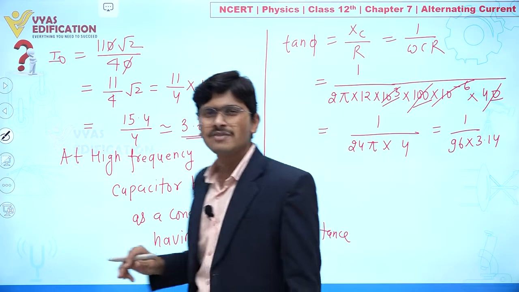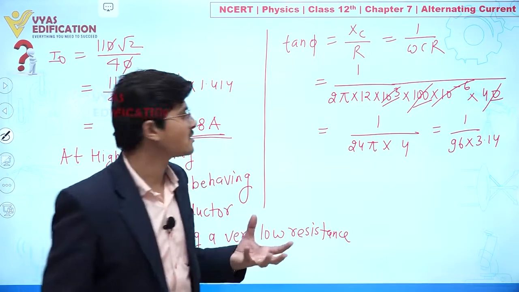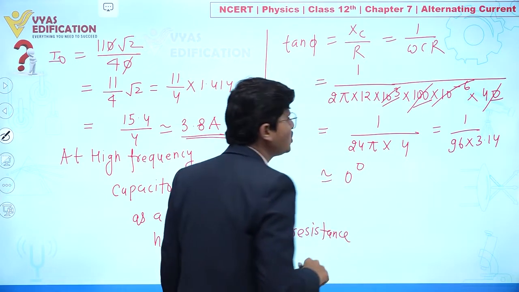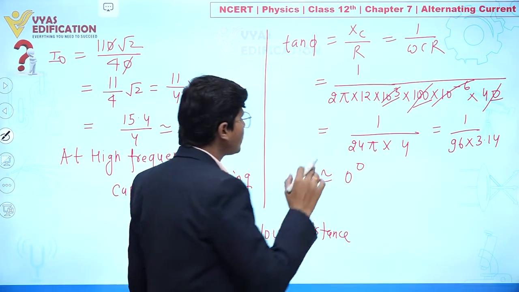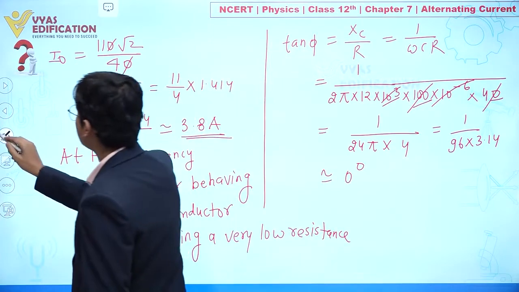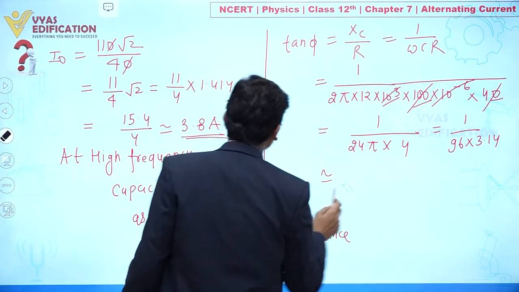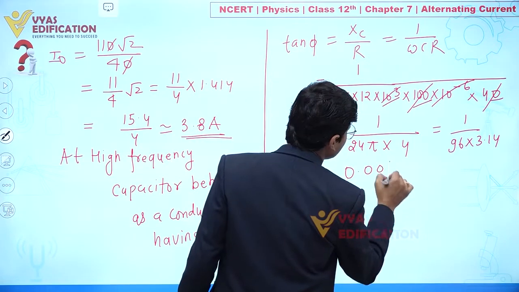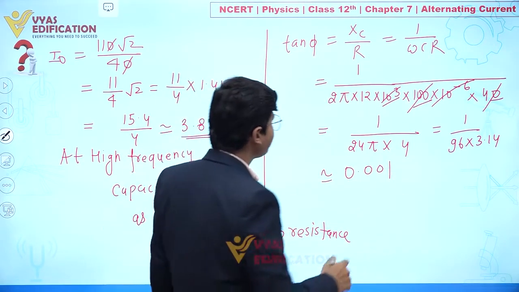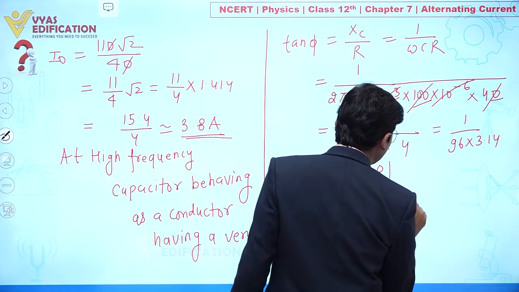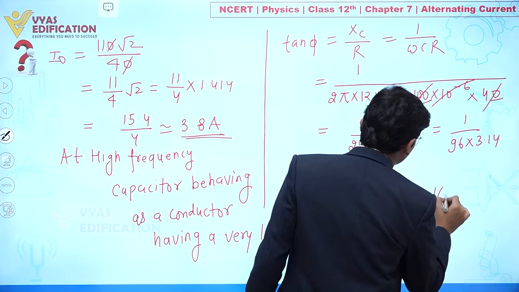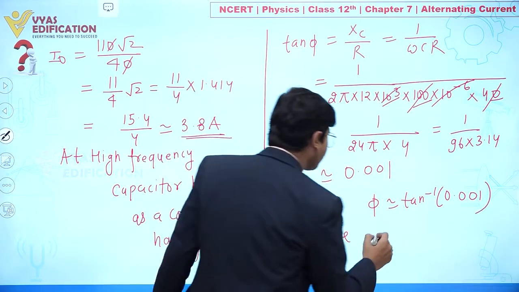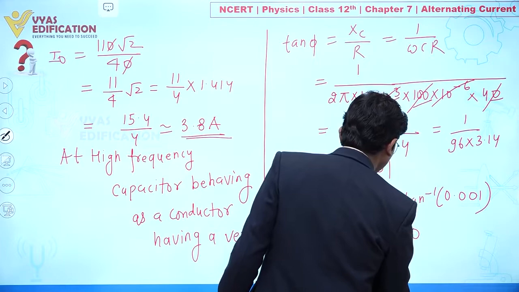Now you can say here you are getting a very less resistance, and near about you are getting this value 0, or a very less value. I am saying not exactly 0, we are getting 0.00 something, let's suppose 1 something. It means the value of phi is equal to tan inverse 0.001 something. It means value of phi is near about 0.